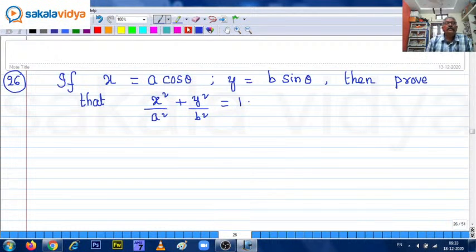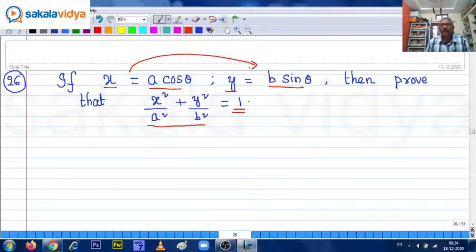Right. So now x is equal to a cos theta, y is equal to b sin theta. Then prove that x square upon a square plus y square upon b square is equal to 1. So this is called eliminating theta from these two equations. These two equations are called parametric equations. From these two equations, we need to eliminate theta. If we eliminate theta, we get the eliminant. This eliminant we need to find out. So now let us solve it. Solution.